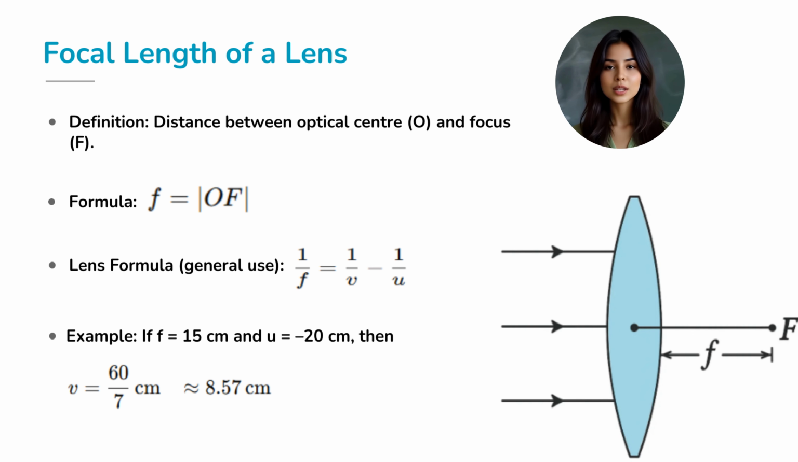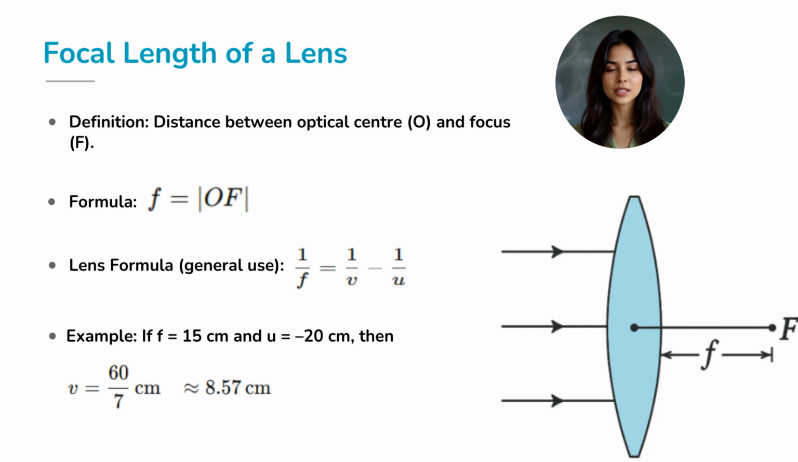Alright students, time to meet the last key term in our lens alphabet, the focal length. By definition, the focal length is the distance between the optical center O and the principal focus f. In symbols, we write it simply as f equals the distance from O to f, short and sweet.